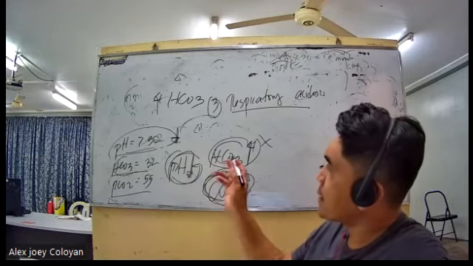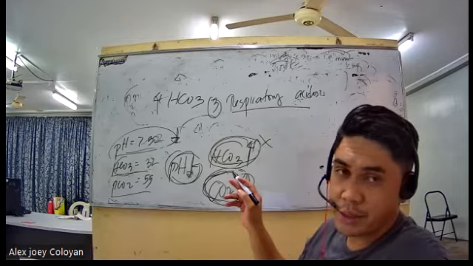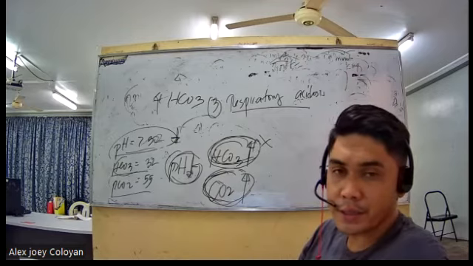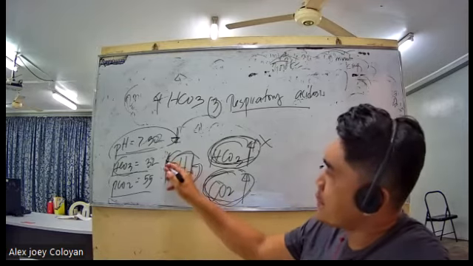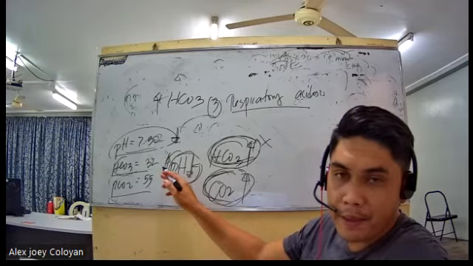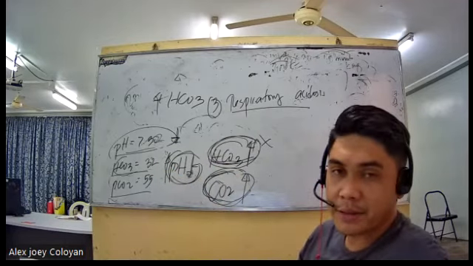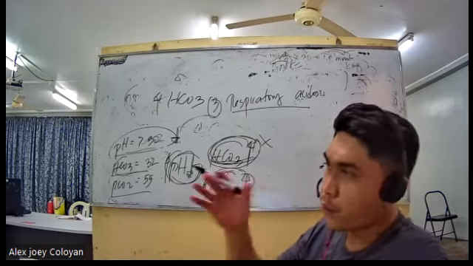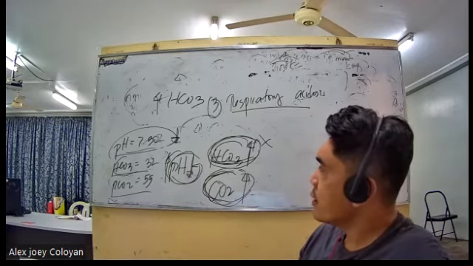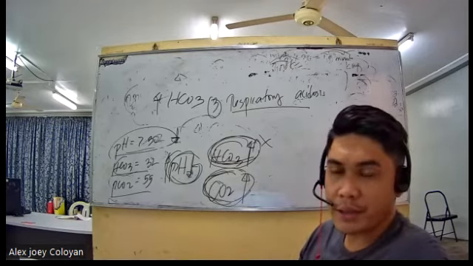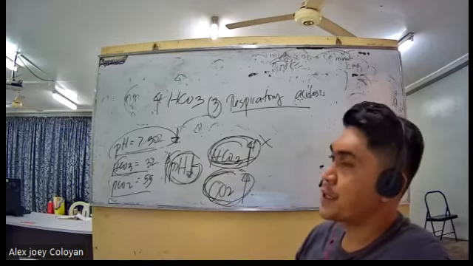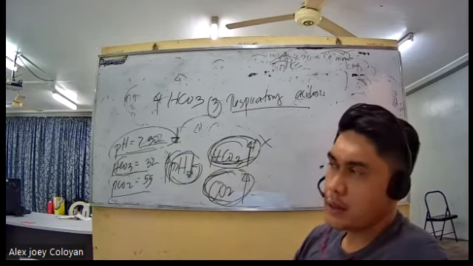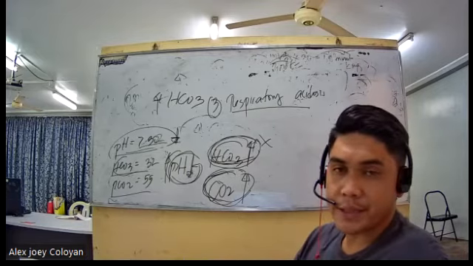It's partially compensated because the bicarbonate level is increased. The reason why there's an increase in bicarbonate is to compensate for the respiratory acidosis, to bring the pH back to a normal level. That's the purpose of the increase in bicarbonate. This one is partially compensated because the pH is not normal yet. It's below the reference range.